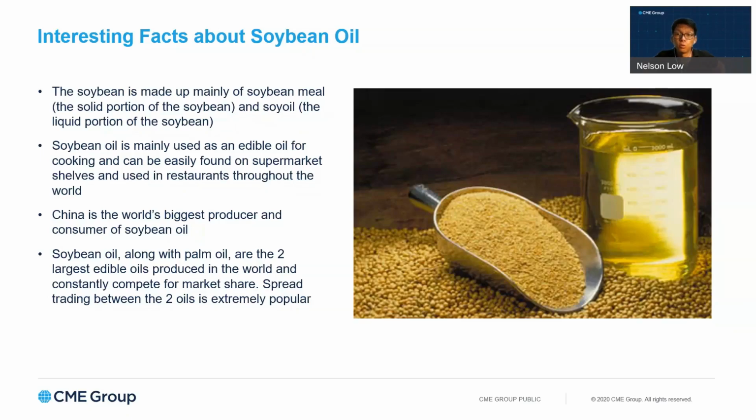You can use it to produce two very important commodities called soybean meal and soybean oil. What happens is that it's a process known as crushing. You put the soybean into this big machine, and you squeeze the oil out of it. Very similar to what's being done in palm oil as well. And the oil is the liquid portion of the soybean, whereas the solid part that comes out is known as soybean meal.